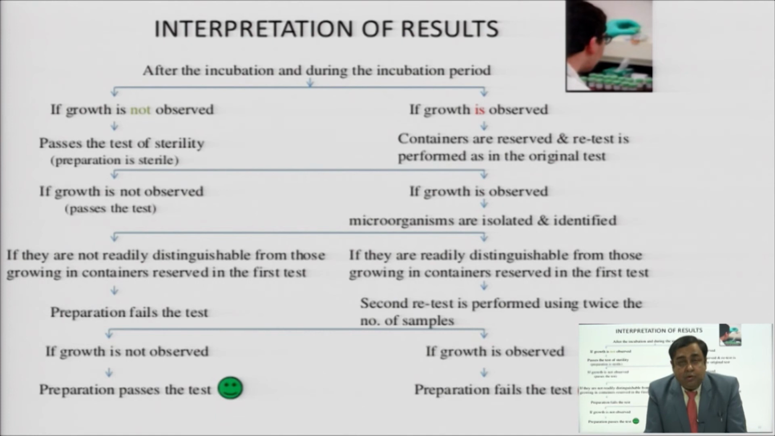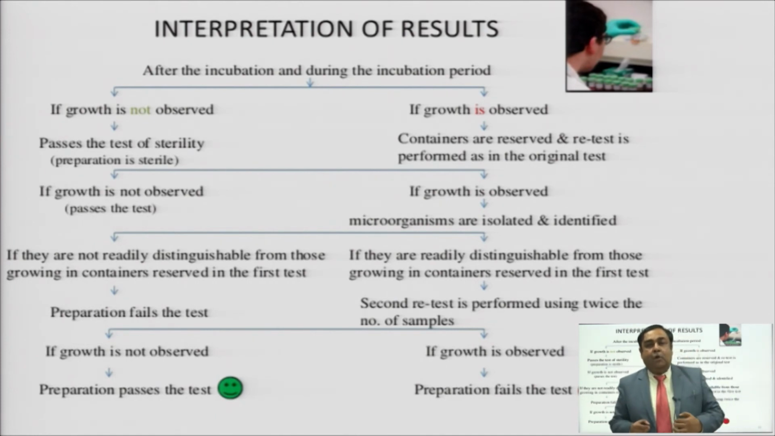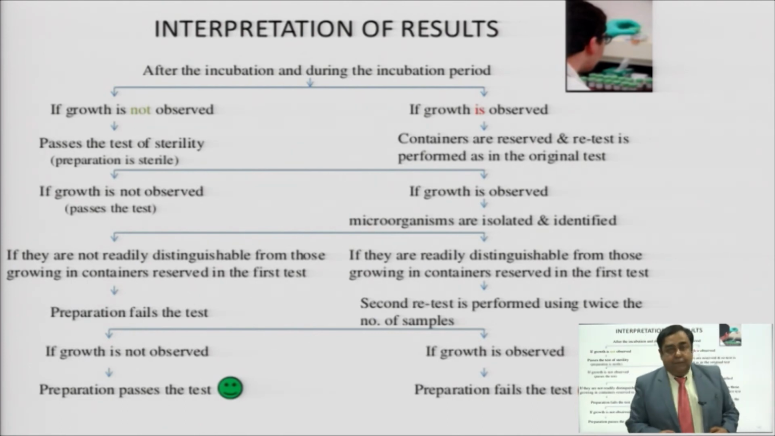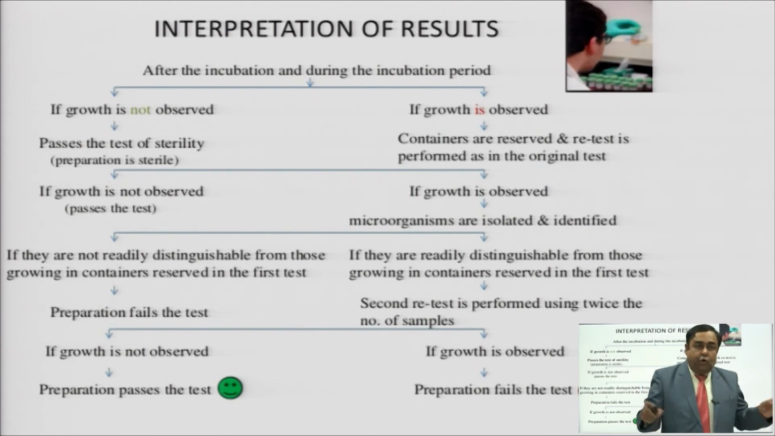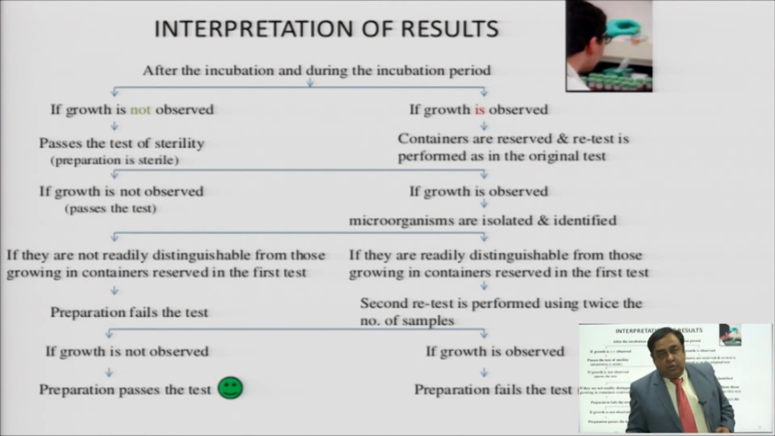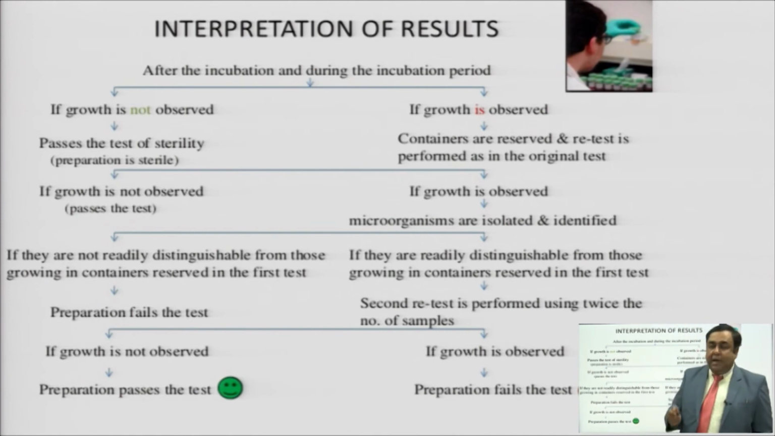However, if there is growth, you need to see what type of organisms are there. If the organism of this retest and the previous one is the same, you reject the batch, as it fails to pass the sterility test. But if the nature of the organism is different, you have to do a second retest, taking double the number of samples, and in that case, if there is no growth, the preparation passes the sterility test as per IP, but unfortunately, if there is growth, the preparation fails to pass the sterility test.